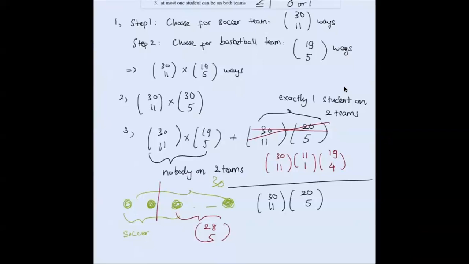Any other question? Could you explain the 30, 11, 11, 1, 19, 4 one more time?